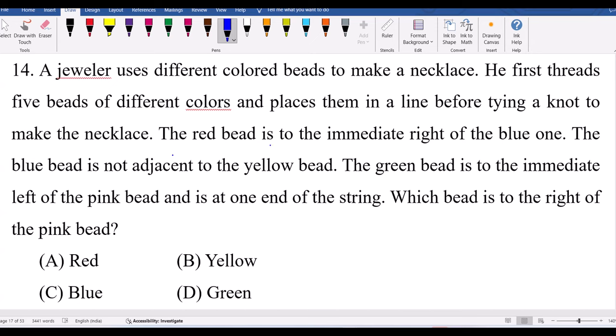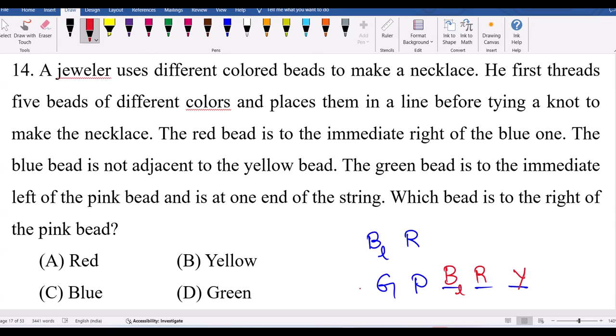Red bead is immediate right of blue. Blue, immediate right is red. The green is immediate left of pink and is at one of the ends. So green is left of pink and one of the ends means definitely green is at the left end. Pink here, three slots are there. Among those three slots, these two will occupy two slots. And they clearly mentioned blue is not adjacent to yellow. So blue should be here, red here, yellow will be here, which is to the right of pink.